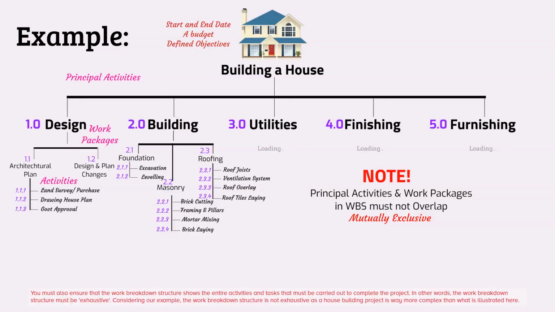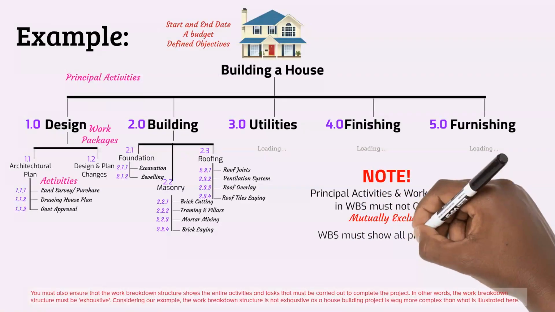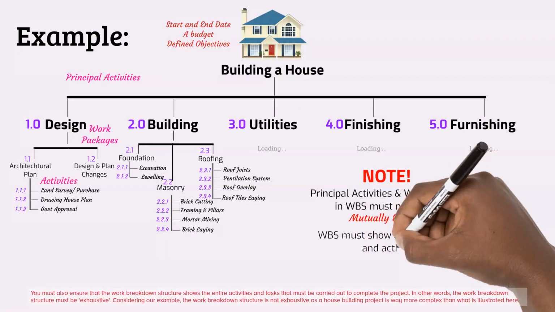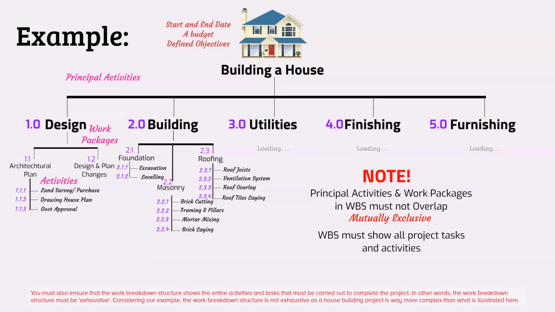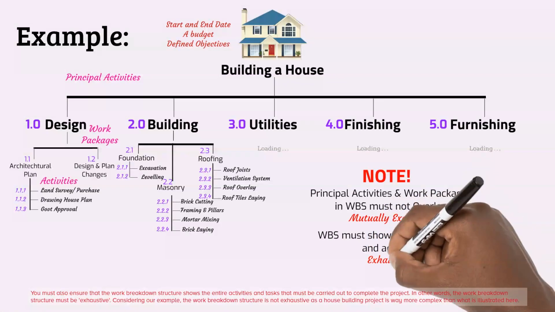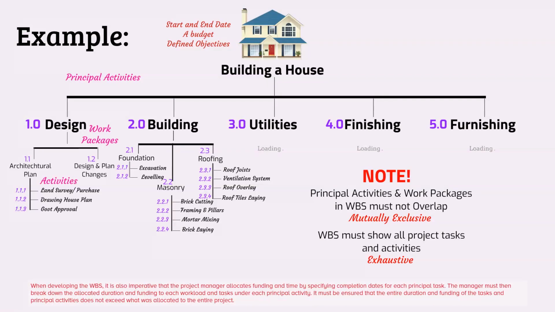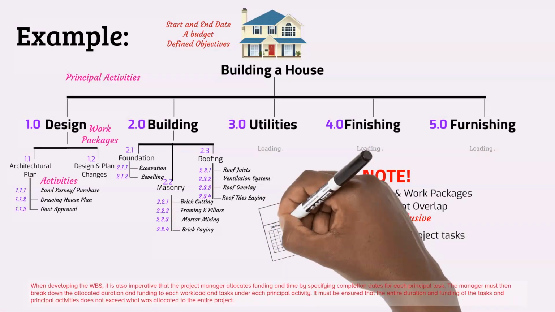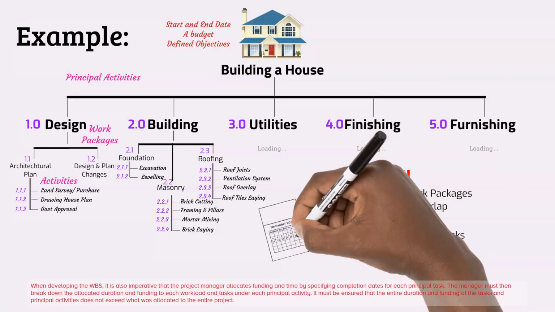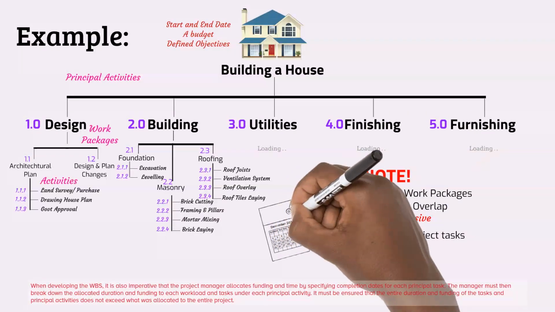You must also ensure that the work breakdown structure shows the entire activities and tasks that must be carried out to complete the project. In other words, the work breakdown structure must be exhaustive. Considering our example, the work breakdown structure is not exhaustive, as a house building project is way more complex than what is illustrated here. When developing the WBS, it is also imperative that the project manager allocates funding and time by specifying completion dates for each principal task.